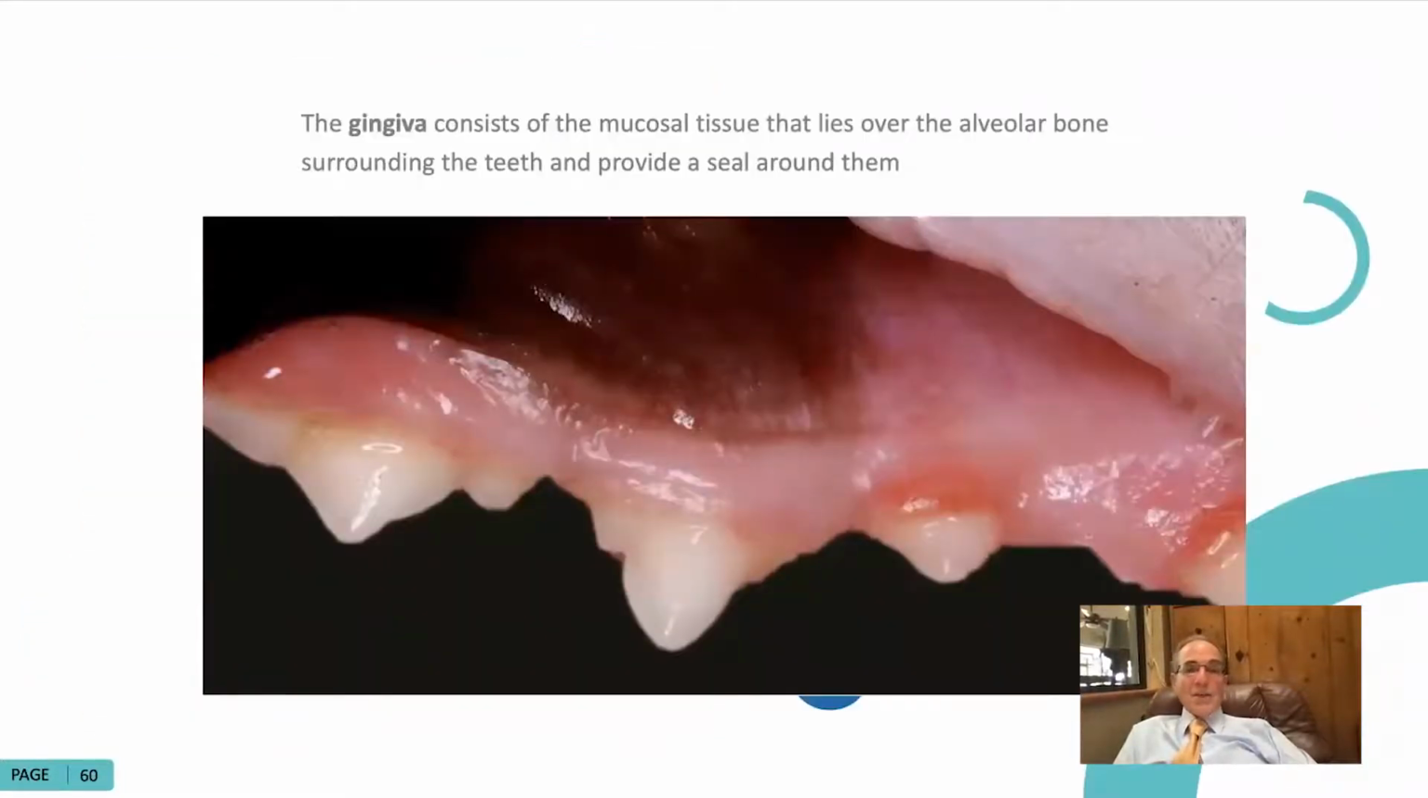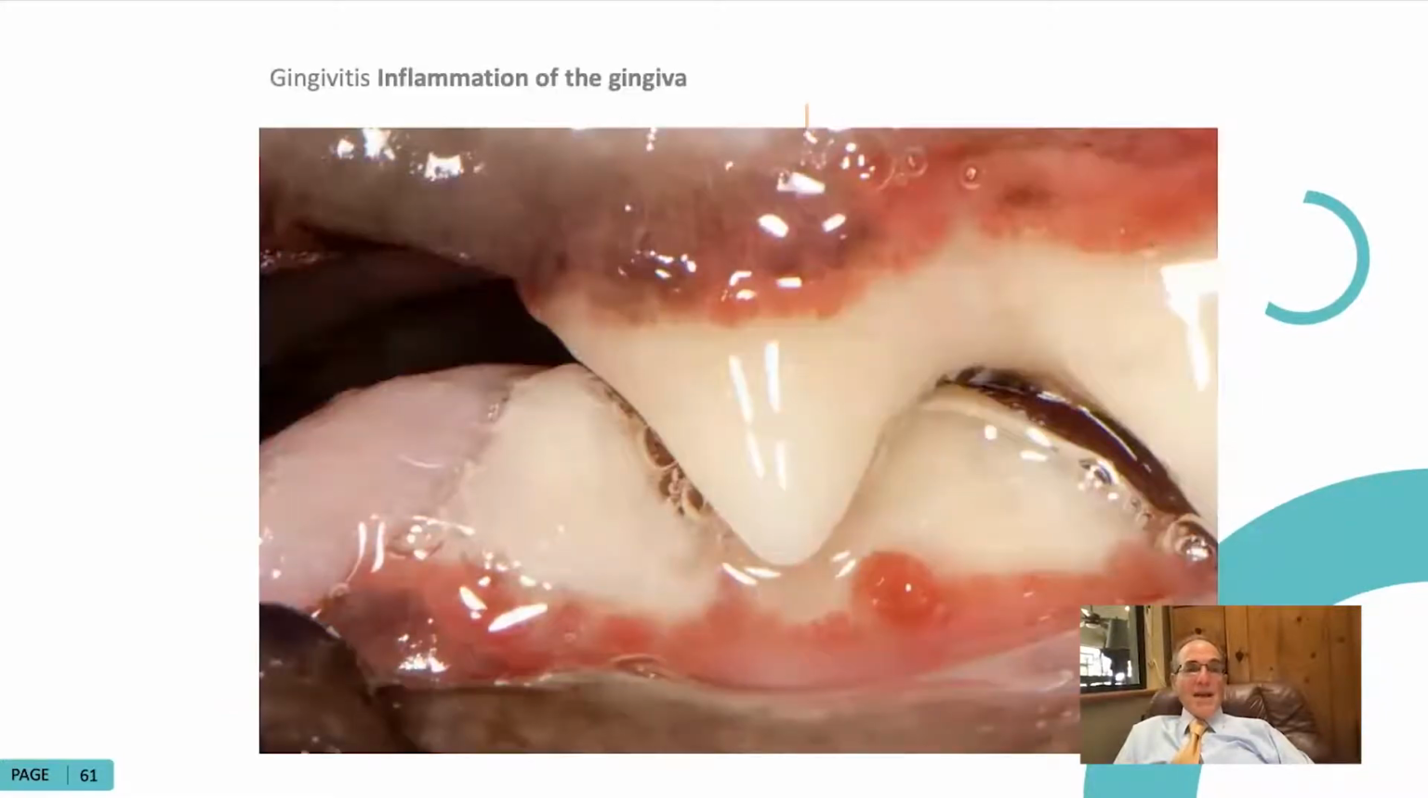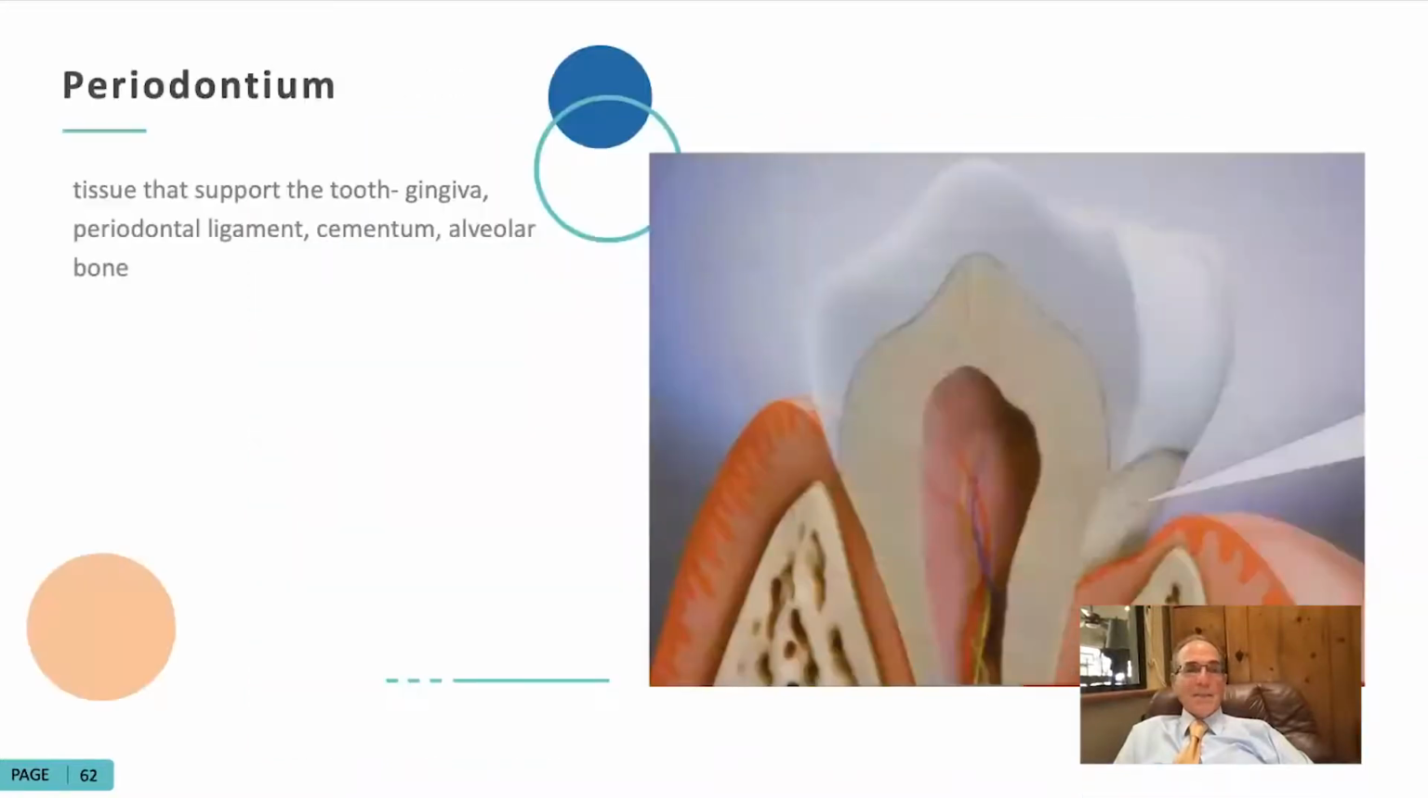Here's the gingiva that we talked about. The gingiva covers over the alveolar bone. This is normal gingiva, but when you have gingivitis, it gets inflamed. And it's just due to plaque. Plaque causes gingivitis, plaque causes periodontal disease.